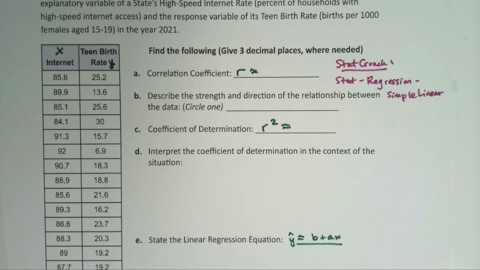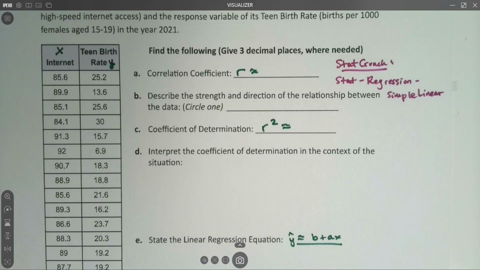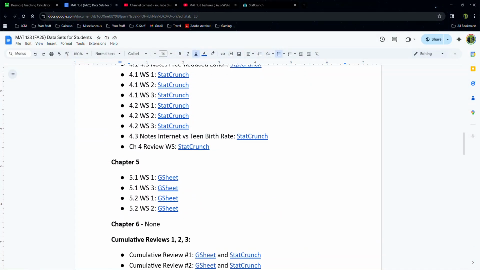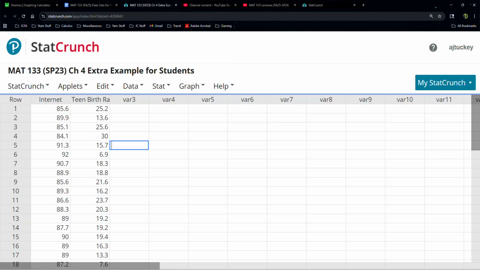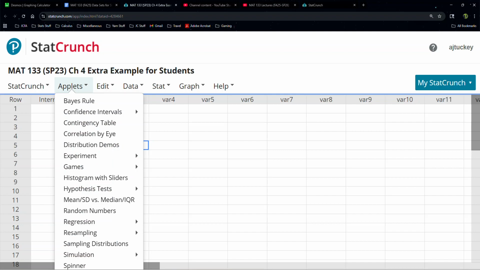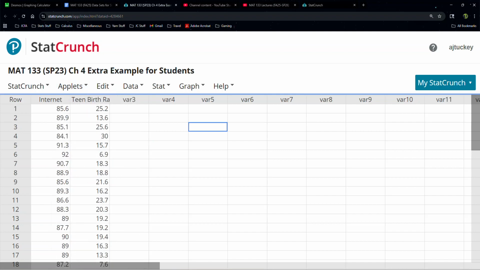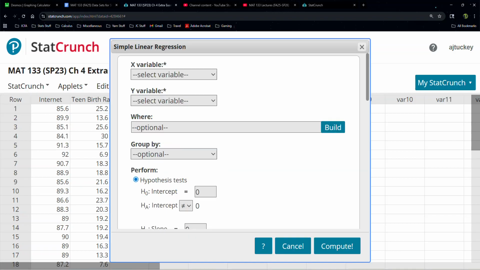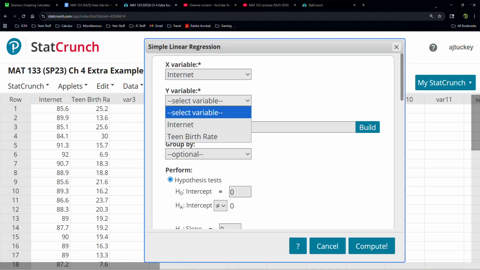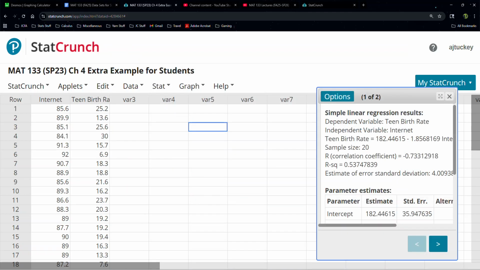Okay, so first thing I'm going to do is find this data set in my data set sheet. So this is the internet versus teen birth rate. I'm going to click on this, and there we have it right there. So we're going to go to stat, regression, simple linear. The x variable is always the one on the left, so internet. And then the y variable is the teen birth rate. And then we say compute.